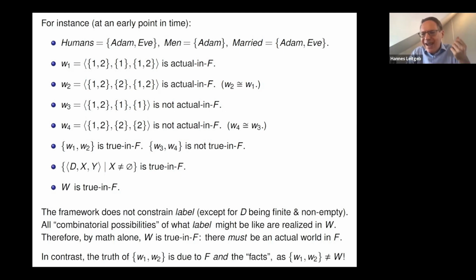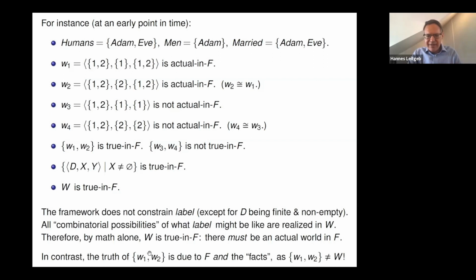The only constraint is, well, D is finite, okay? Because we have only finite domains in our worlds, okay? And non-empty, but give me that, okay? Other than that, we run through all the possibilities. Therefore, we can say by math alone, and of course, the definition of the framework, capital W is true in the framework. There must be an actual world in it because we've run through all the combinatorial possibilities, okay?